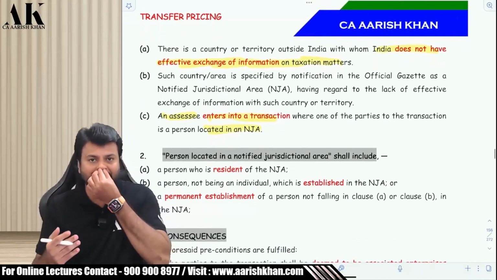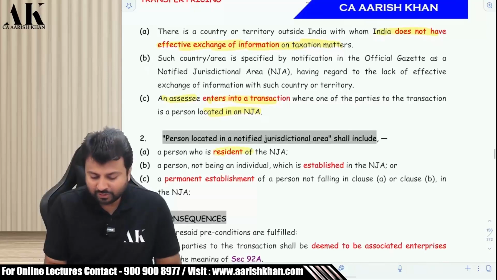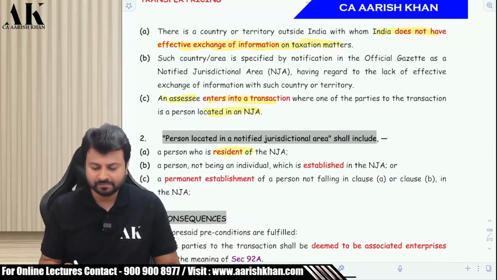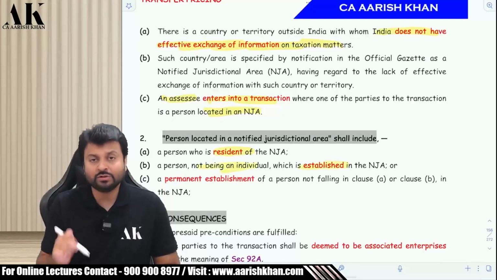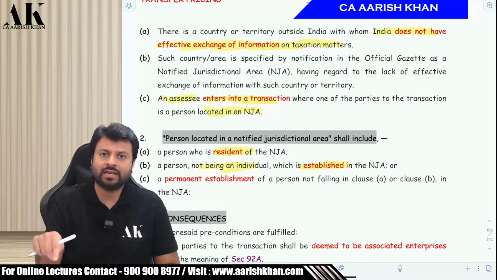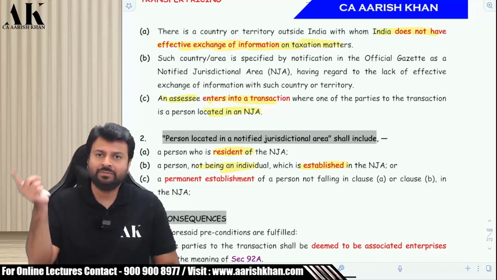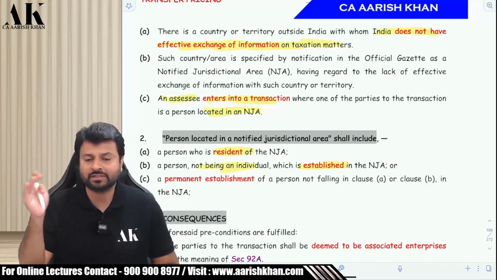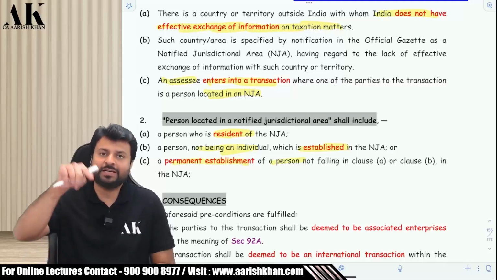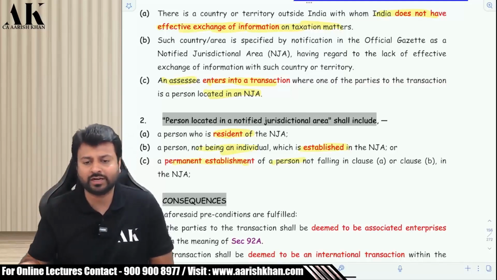Who can be called a person located in NJA? A person who is a resident in NJA can be called a person located in NJA in case of individuals. In case of other than individuals, a person who is established in NJA, like a company which is incorporated in NJA, a firm which is incorporated in NJA, an LLP which is formed in NJA, can be called a person located in NJA. Or a foreign company, or any other person who has a permanent establishment in NJA, can also be called a person located in NJA.